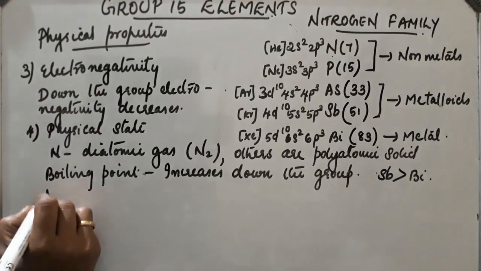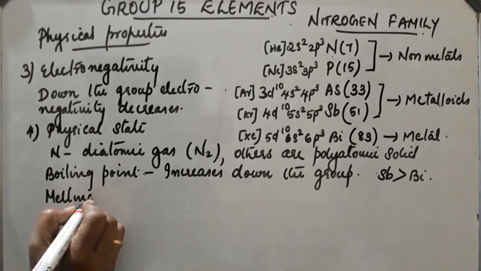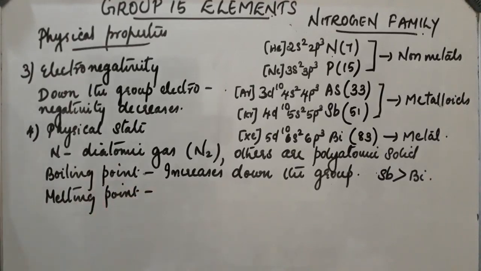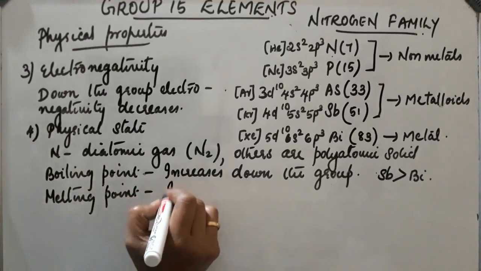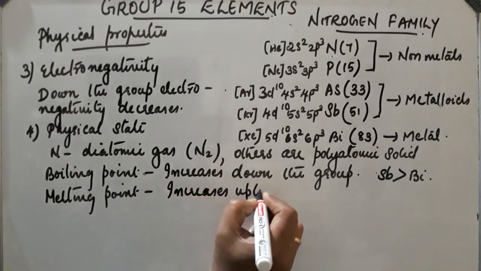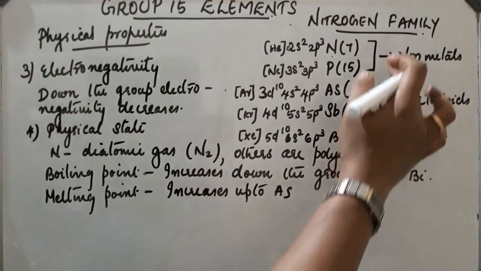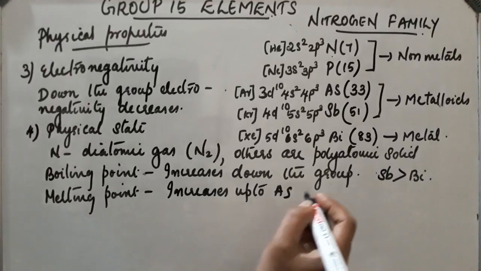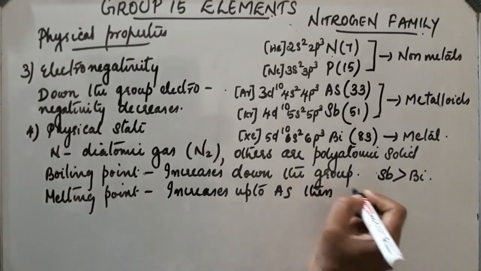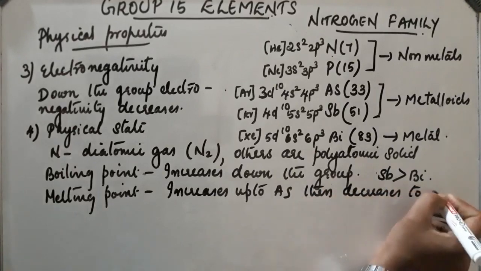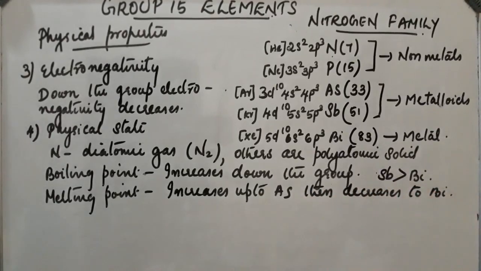Now next, melting point. Melting point increases up to arsenic. What happens to melting point? Melting point increases, then decreases to bismuth. So there is a variation.